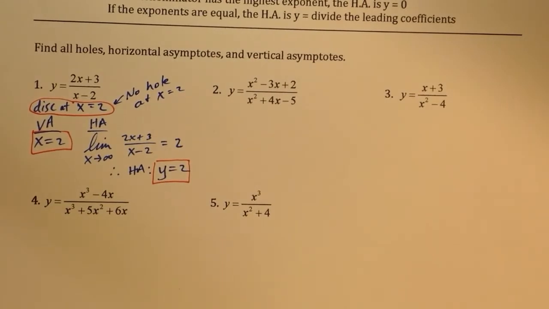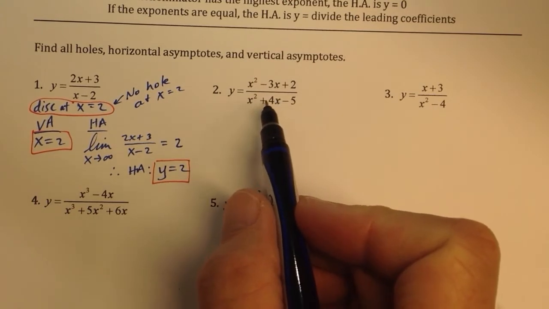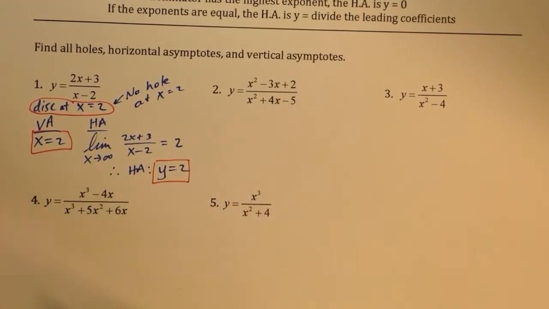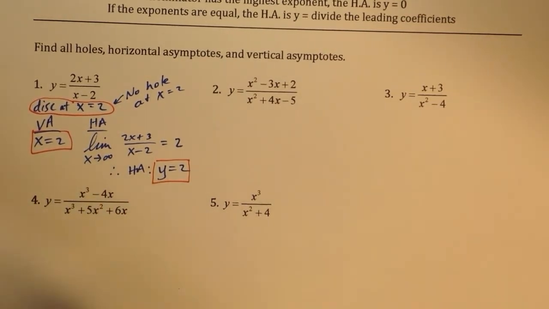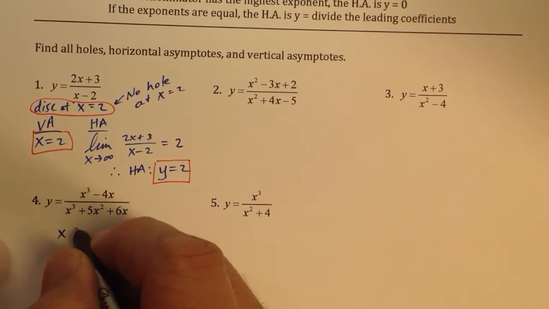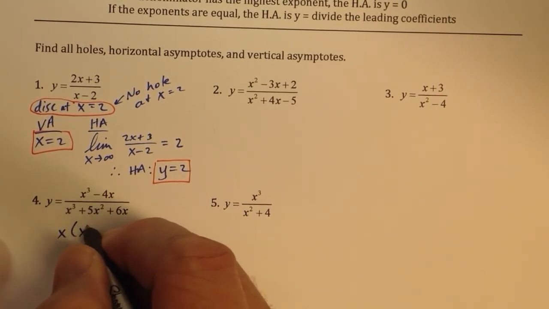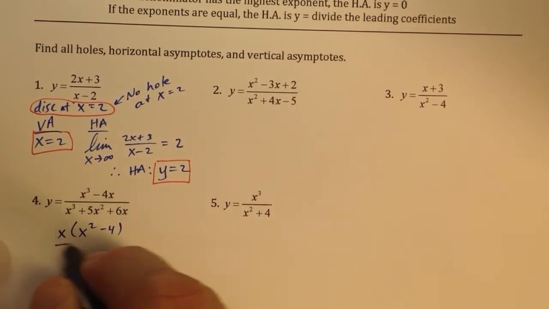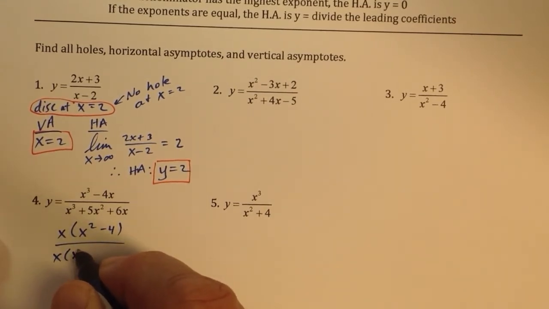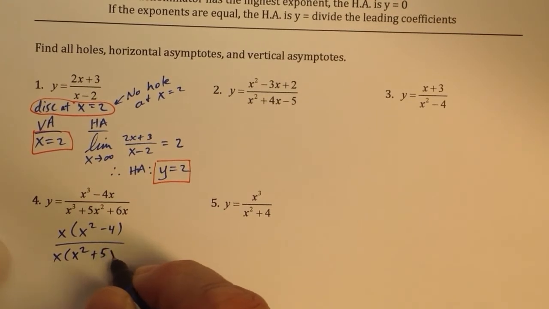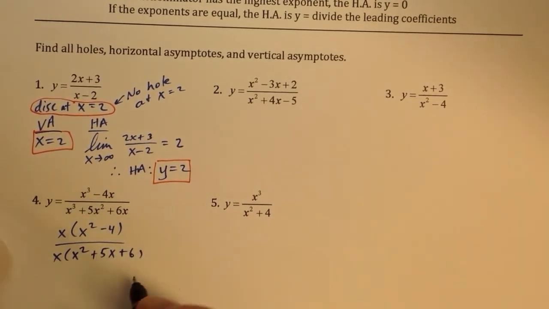Okay, let's see. Number 4 looks a little bit more challenging than number 2. So let's go ahead and do number 4 because it's got that cube root in there. So what we did early on in the semester, the first semester, was we factored the numerator. Take an x out and we get x squared minus 4. And we can take an x out of the denominator as well, factor out the GCF, and we get x squared plus 5x plus 6.